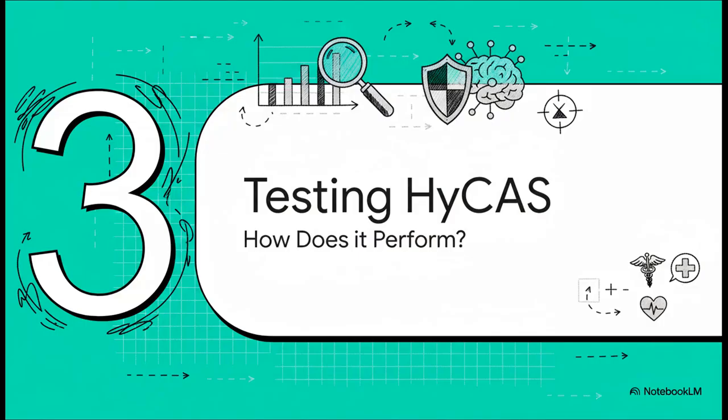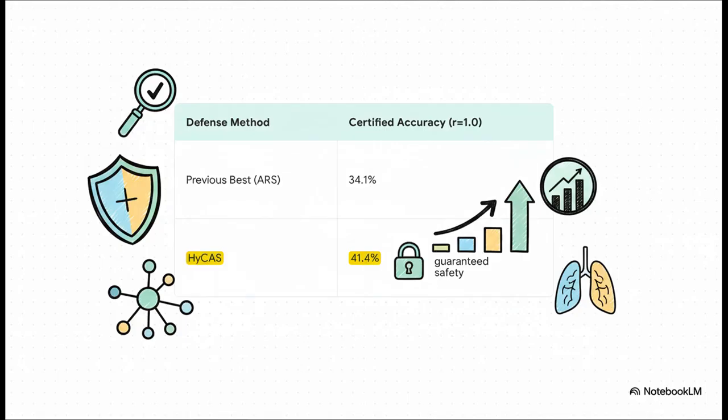Okay, that all sounds great on paper, right? But the big question is always, does it actually work? Well, the researchers put HiCAS through its paces, testing it against all the other top defenses on some really tough challenges, especially on medical images, where a mistake is simply not an option. And wow, the results speak for themselves. Let's just look at certified accuracy for a second. That's the number that represents the rock-solid mathematical guarantee of safety. On this really critical NIH chest X-ray dataset, the very best defense before this got to 34.1%. HiCAS blew past that, hitting 41.4%.